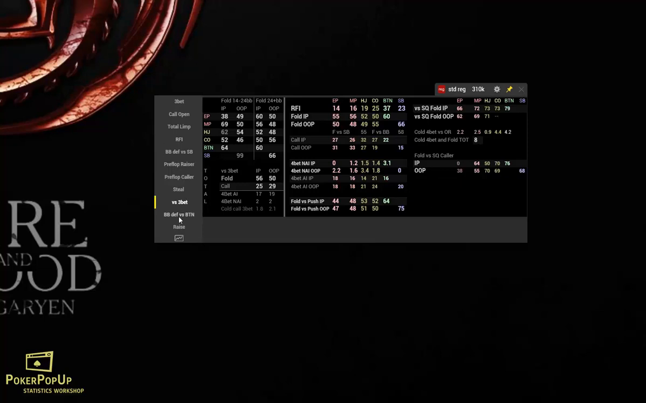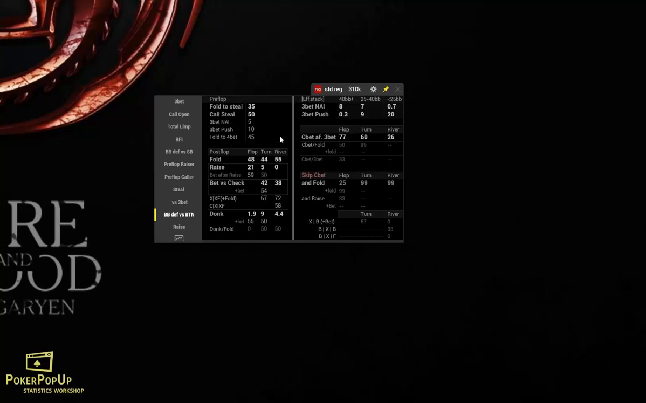Big blind defense versus button. The upper block is pre-flop. Fold, call, steal, 3-bet non-all-in, 3-bet all-in, fold to 4-bet, 3-bet non-all-in and 3-bet push with various stack sizes.